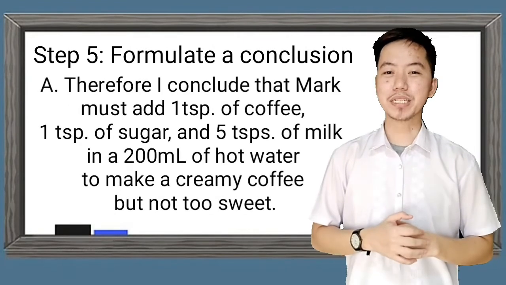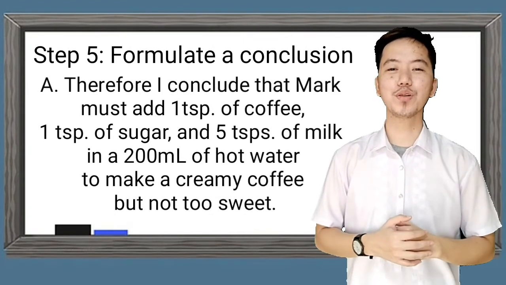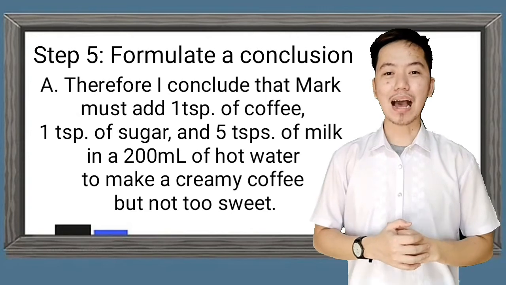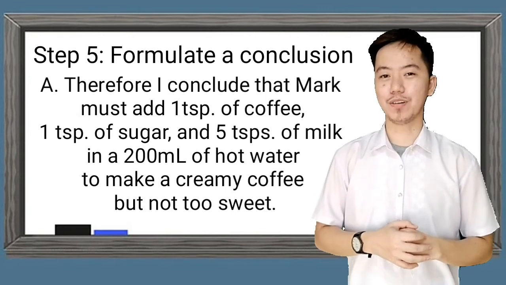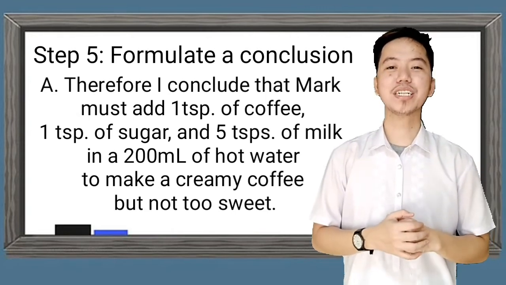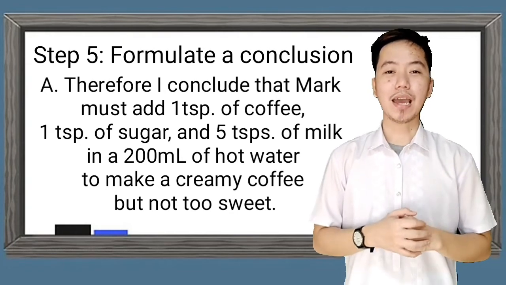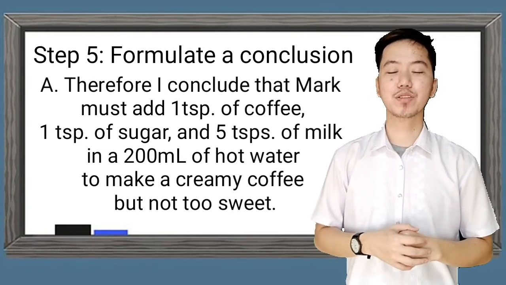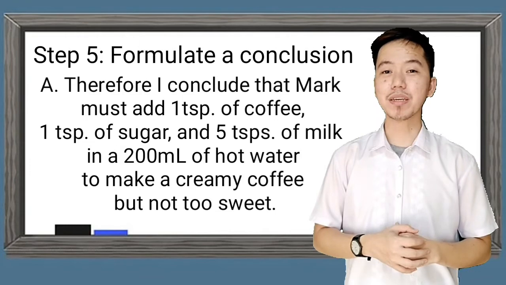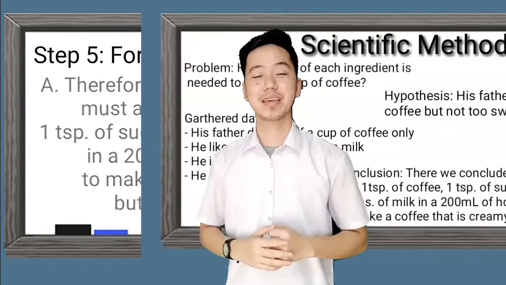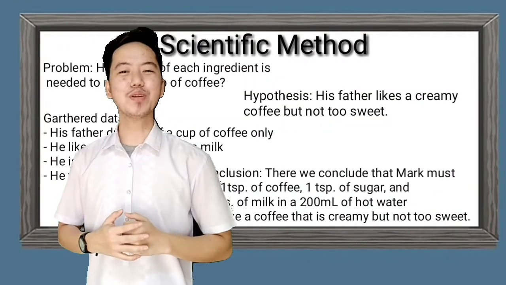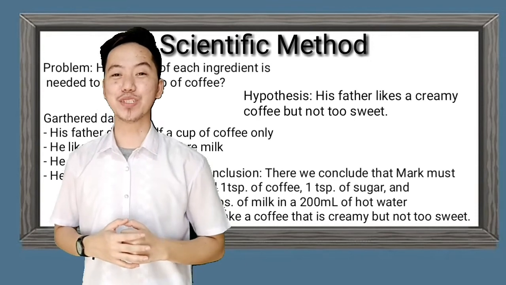Our conclusion must be, therefore we conclude that Mark must add 1 teaspoon of coffee, 1 teaspoon of sugar, and 5 teaspoons of milk to make a coffee that is creamy but not too sweet. Yes, we were able to make a coffee that his father would enjoy.